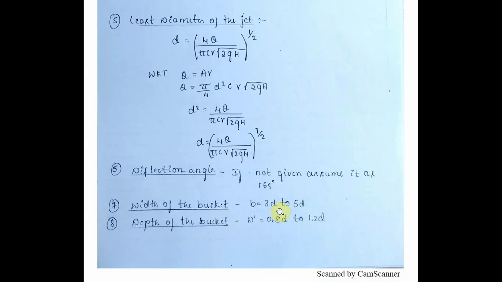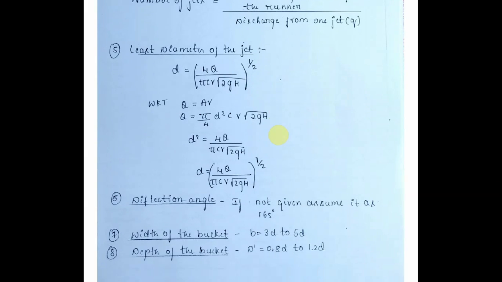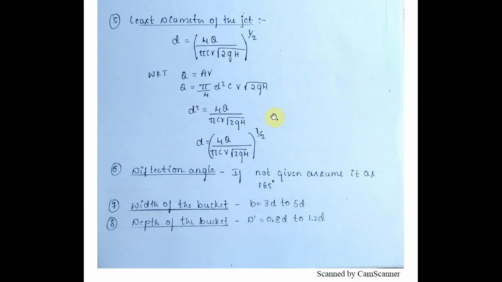Width of bucket b equal to 3d to 5d. Depth of the bucket d dash is equal to 0.8 times the small diameter to 1.2 times the small diameter. Okay, these are the equations which you have to assume and which you have to know while solving the problem. Okay, thank you.